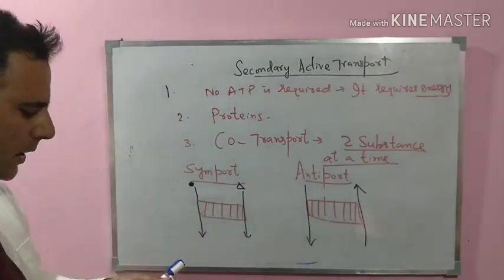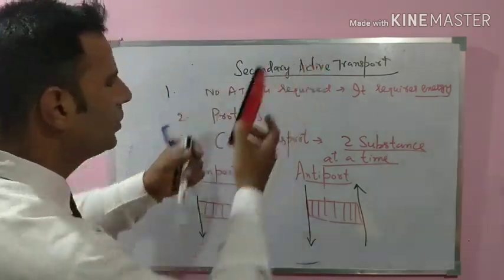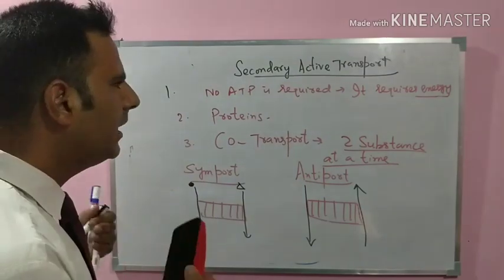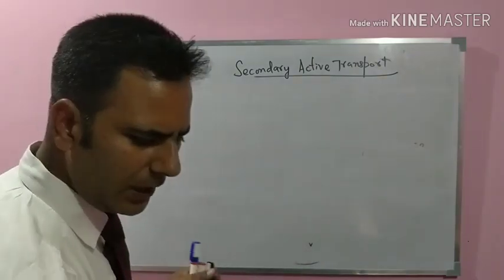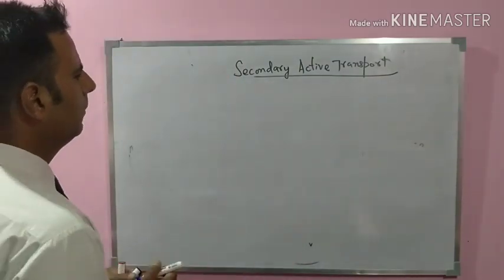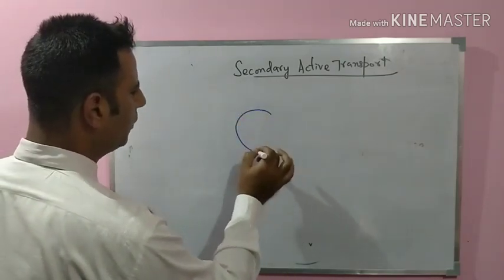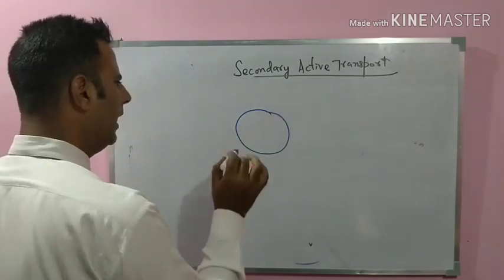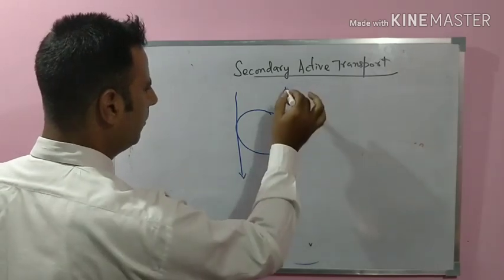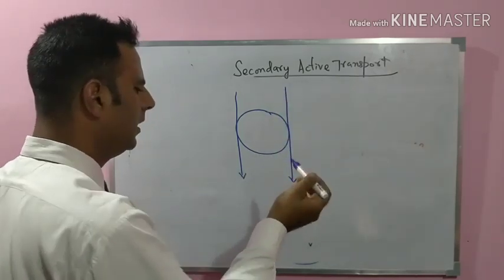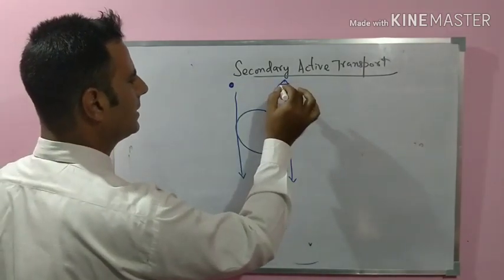Now the question is, if the ATP is not used in secondary active transport, where is the energy coming from? I will tell you this way. I will try to make it very, very simple. See, for example, we understand there is movement of two substances. This is a protein, and it will transport the substance from one side to another side. Let it be symport. It is transporting two substances, one is this, and second is this, in the same direction.